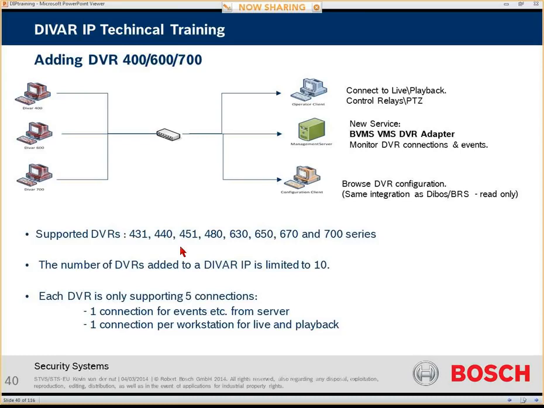So that leaves me with 4 remaining connections, and I can have 4 simultaneous connections in that case to a DVR for either live or playback. So this comes into play when I have additional clients configured into my Divar IP to view out the configuration. That's when this limitation becomes important.